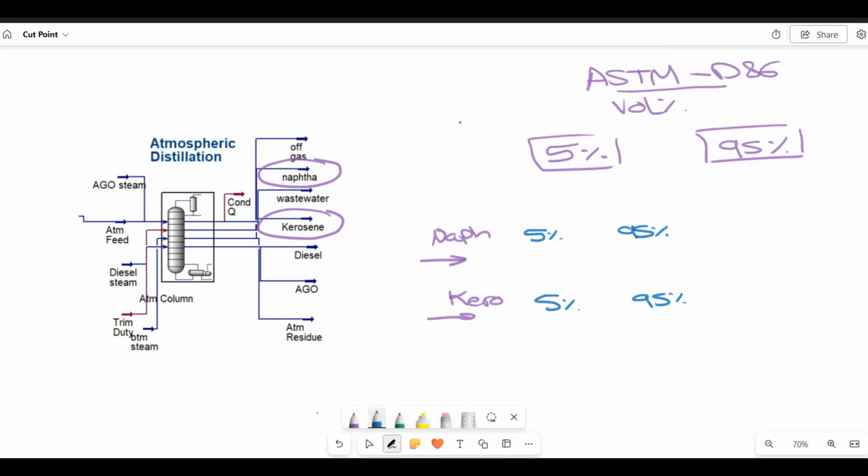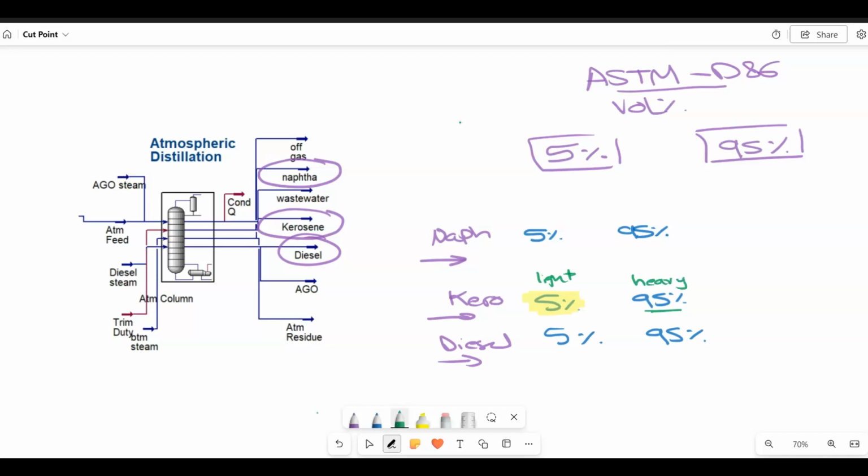Let's make it more clear. We are going to add diesel also. Okay, so here you are going to add diesel, and the more I explain, the more you will understand. Okay, and 95%. Why are we splitting it, not 50-50? Because this 5% here, this is our light component in kerosene. So these are our light components, and this 95% is the heavy components.